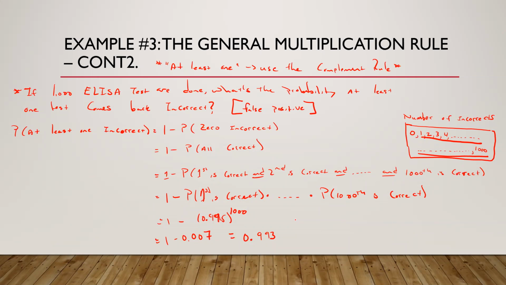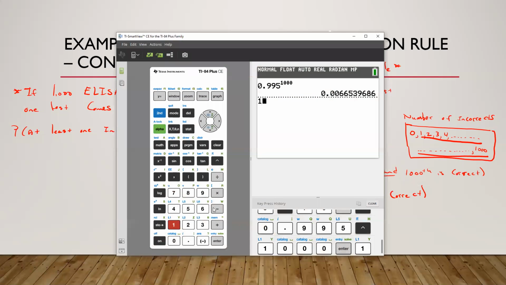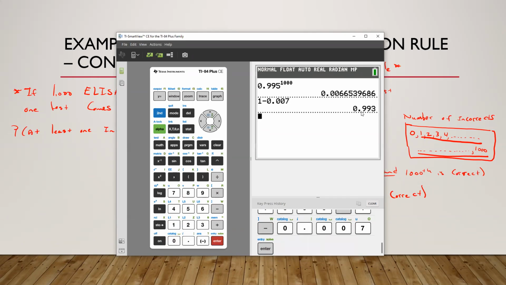Professor, I have a question. Yes, how did you get the 0.993? If you take 1 minus this, so if you go in your calculator, 1 minus 0.007. Okay, sorry. That's okay. That's all good.